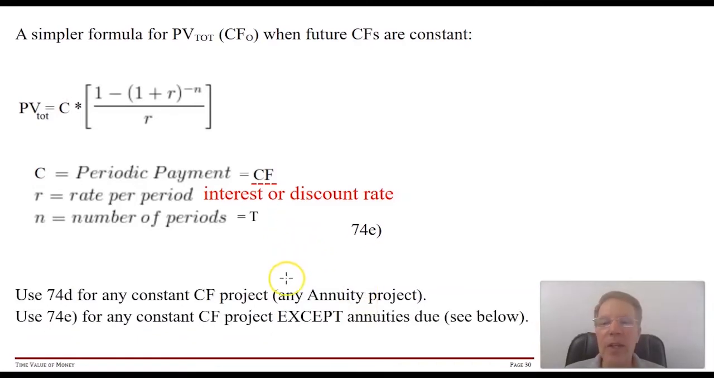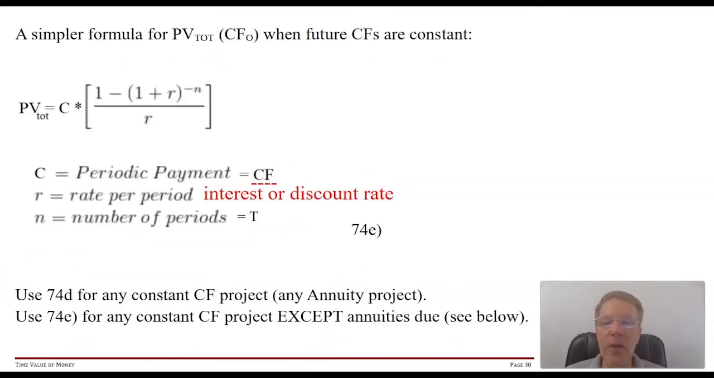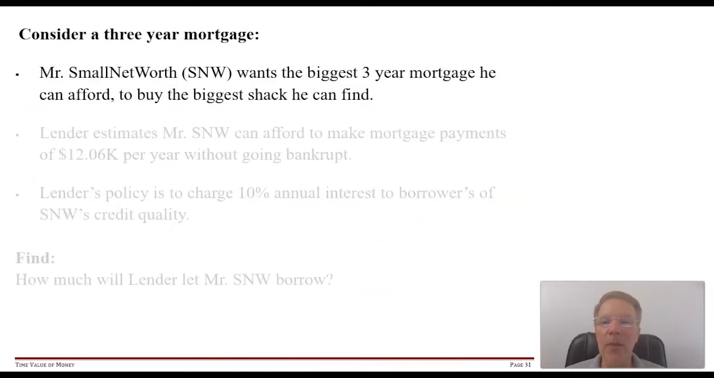We can use this first equation for any type of uniform cash flow project, including an annuity due, which we'll get to in a bit. And this one, equation 74e, I'll put up here again just so it's very clear, can be used for everything except annuities due. So you've got to be careful about that. If you have an annuity due problem, remember not to use this formula because you'll get the wrong answer.